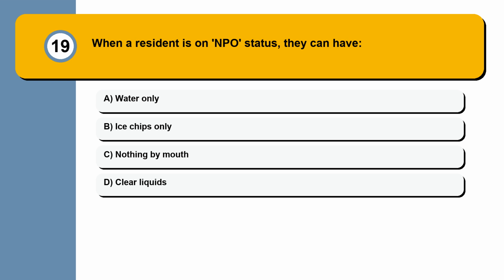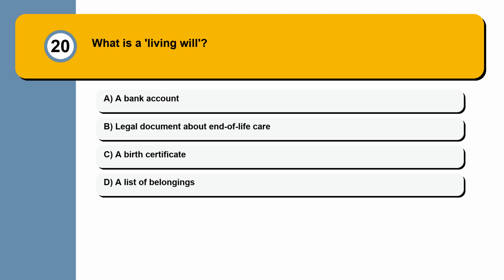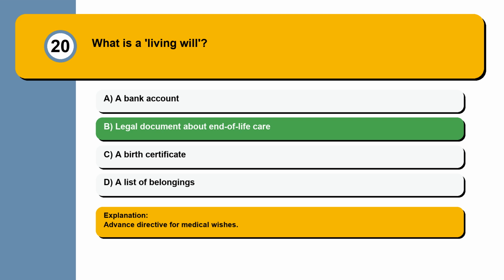Question 19. When a resident is on NPO status, they can have water only, ice chips only, nothing by mouth, clear liquids. NPO means nothing by mouth. Question 20. What is a living will? A bank account. Legal document about end-of-life care. A birth certificate. A list of belongings. Advance directive for medical wishes.